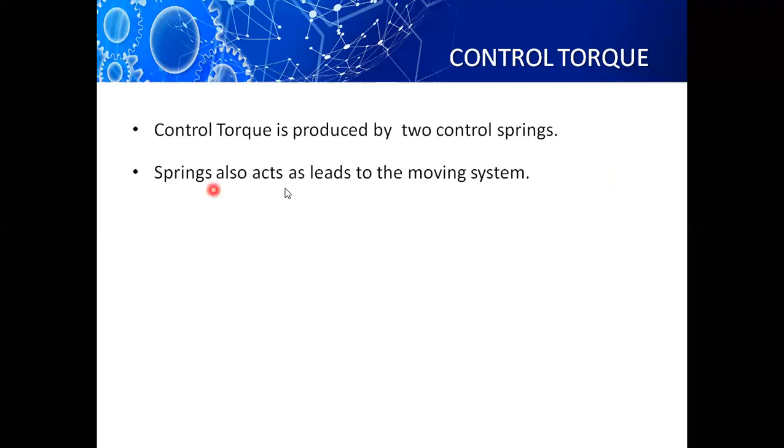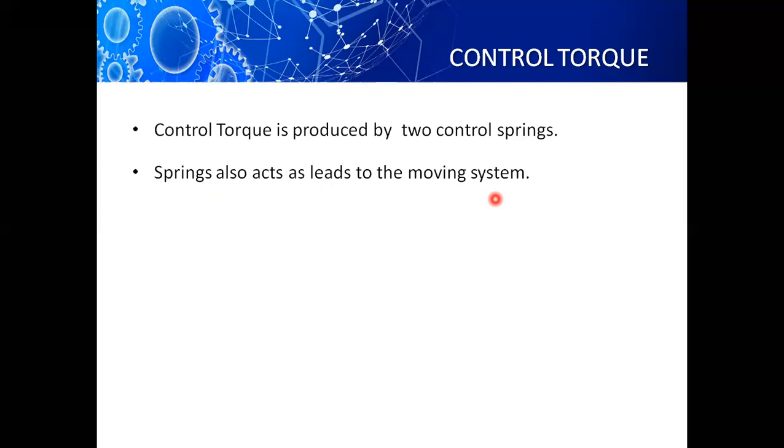Coming to the control torque. Control torque is produced by two control springs. Springs also act as leads to the moving system. If you remember, in previous video lectures, we have seen permanent magnet moving coil system.